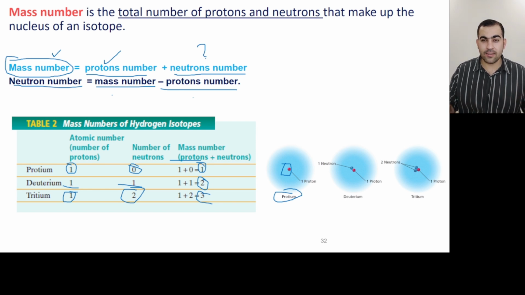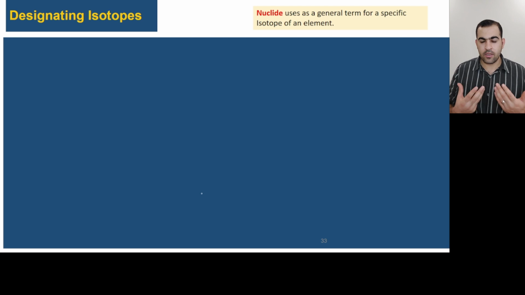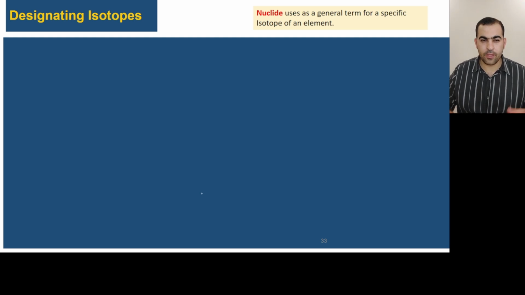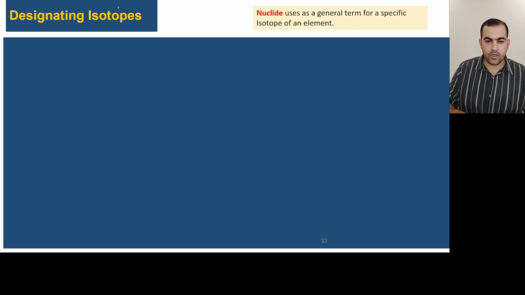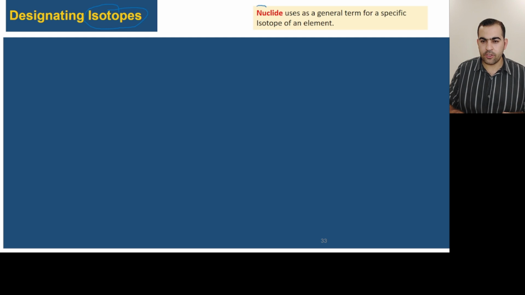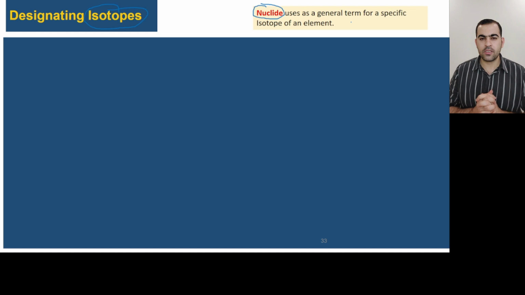But other elements like tin have 10 isotopes. How can we give them 10 names? Instead of giving them names, we're going to use 2 methods to write the name of the isotopes, to show the isotopes and make the difference between them. We call this designating isotopes. Sometimes for a specific isotope of an element, we use the term nuclide. Nuclide is the general term for a specific isotope of an element.